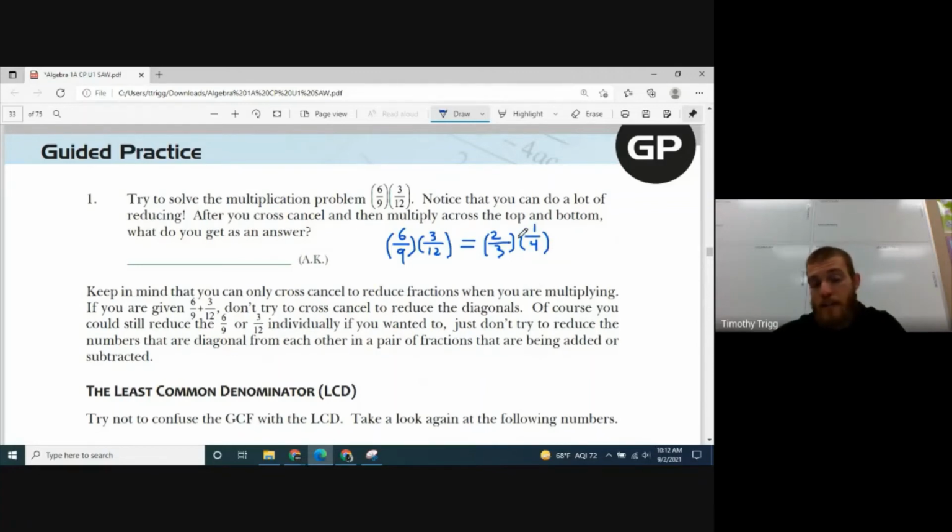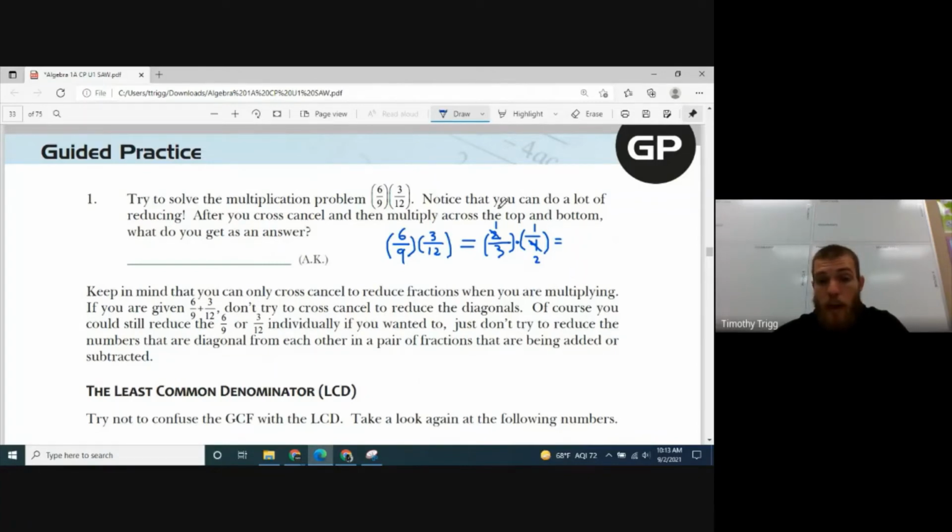Okay, so now that makes a simpler problem, but we could also reduce diagonally. So you can do what's called cross-canceling, where you can reduce the numerator of one fraction with the denominator of another. Now, this is only when you're multiplying. So you can only do this when multiplying. You can cross-cancel, or in other words, reduce diagonally. So notice the 2 and the 4. I can divide both those by 2. So that'll make this one a 1, and this one divided by 2 is 2.